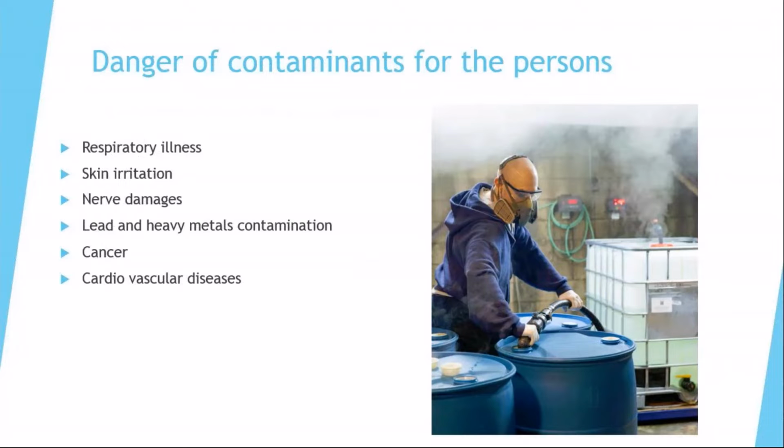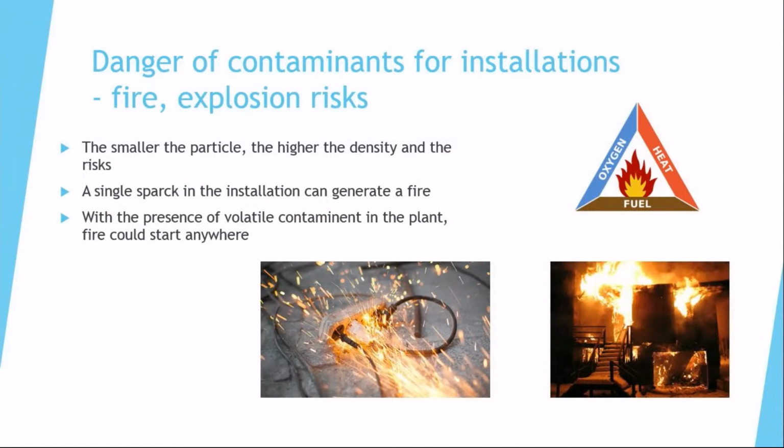So a mask, for example, which is a protection tool, will be a good protection, but the worst protection for the people, because the contamination is already present in every part of the plant. These are the risks for the persons, but there are also some risks for the whole plants. So let's see some of them.